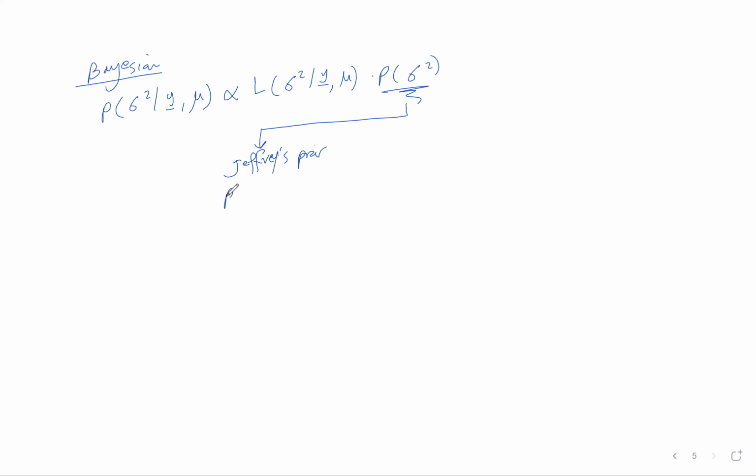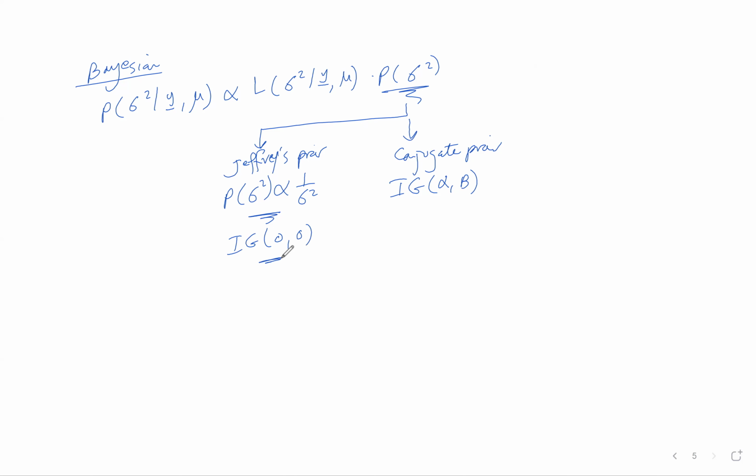This one is the probability of sigma square proportional to 1 divided by sigma square. You can use conjugate prior. The conjugate prior is inverse gamma with alpha and beta parameters. And we found that Jeffreys prior is also inverse gamma with alpha 0, beta 0.